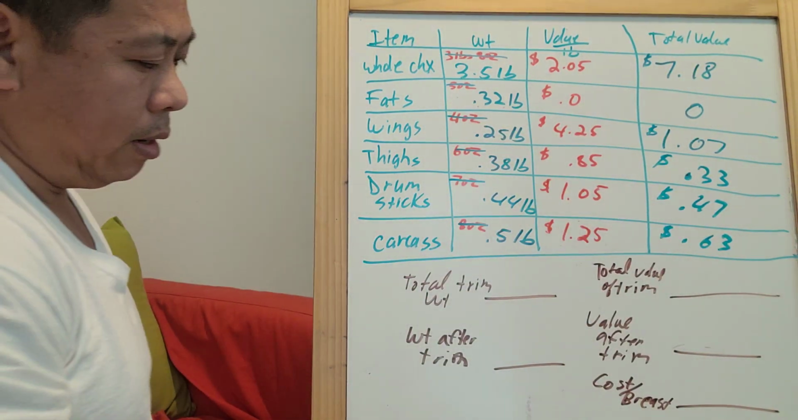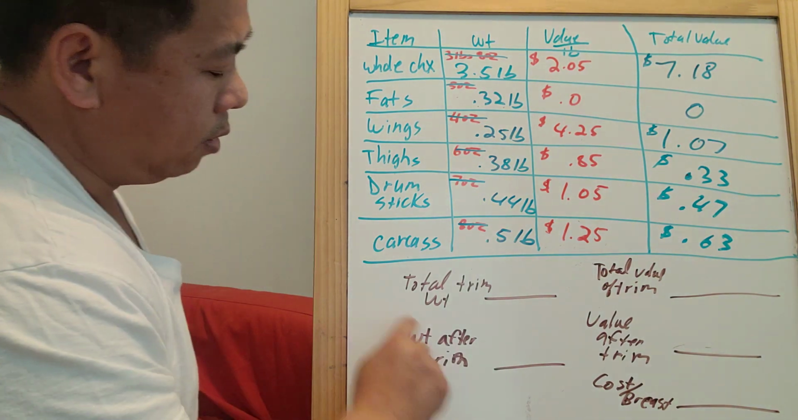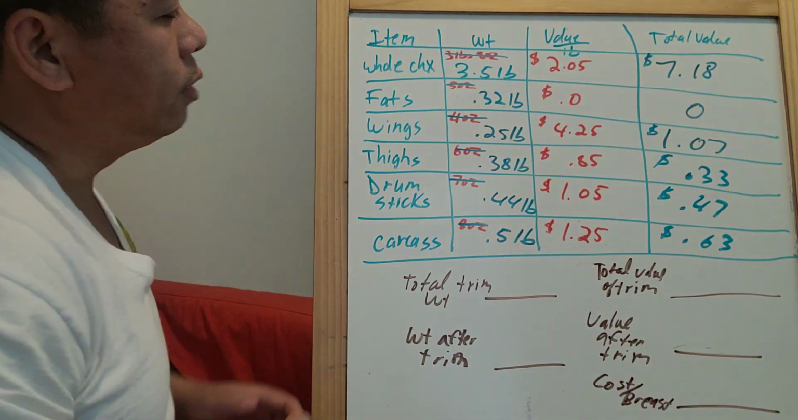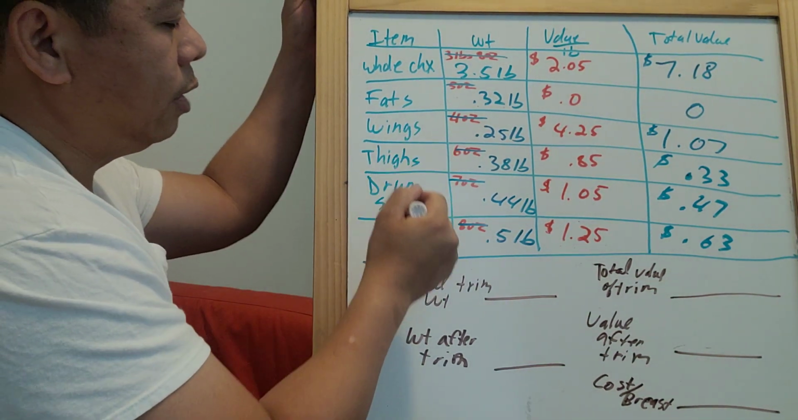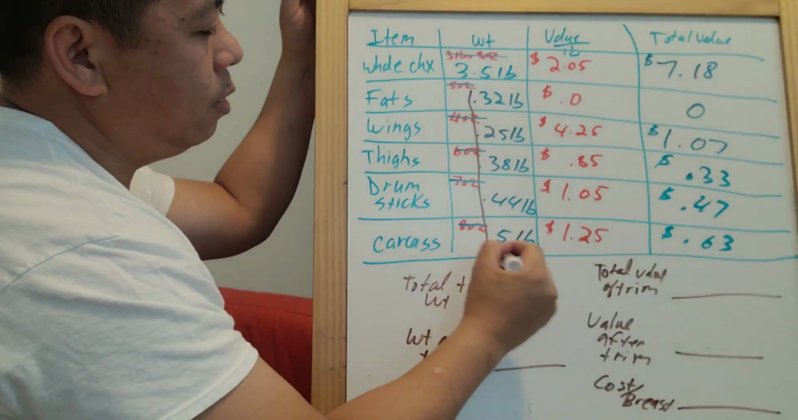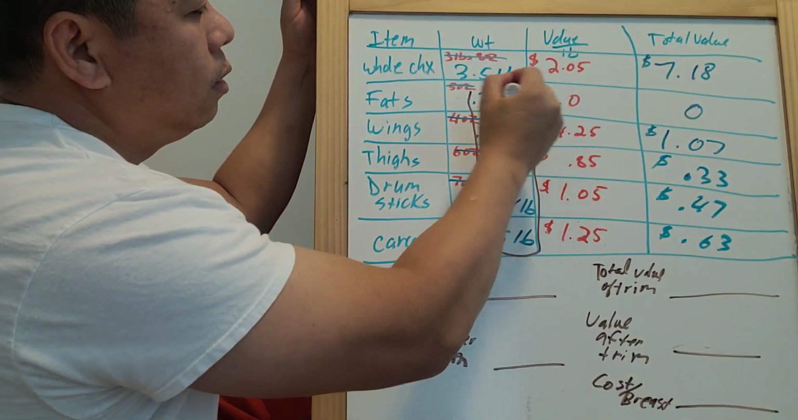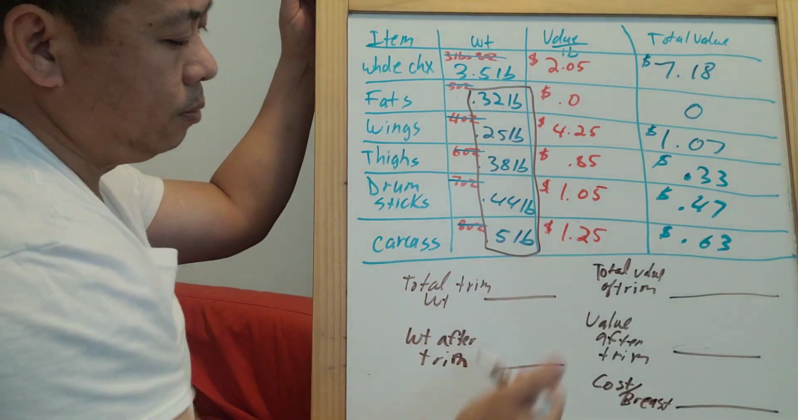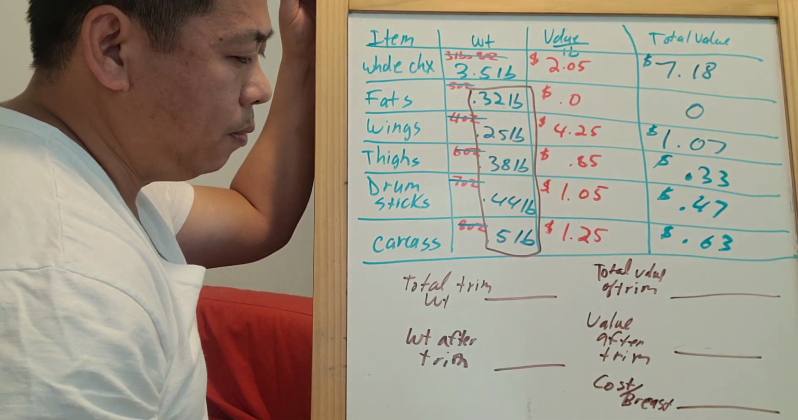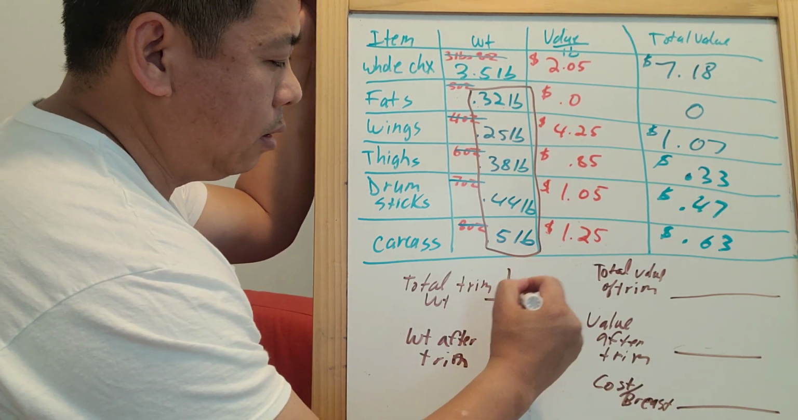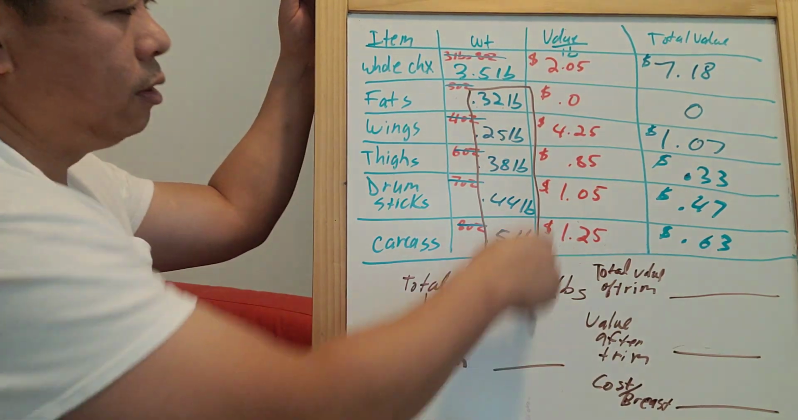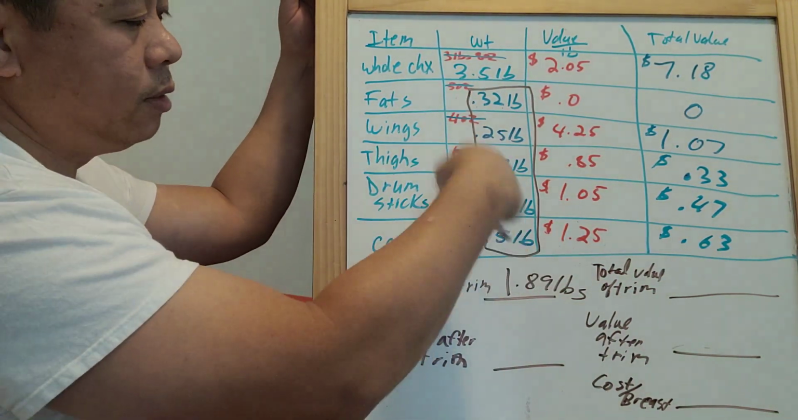So now we have to figure out our total trim weight. Our trim weight consists of all these items right here: fats, wings, thighs, drums, and carcass. So we're going to draw a line here and add all these up. When you add them up, I have 1.89 pounds. That's how much all this weight weighs.